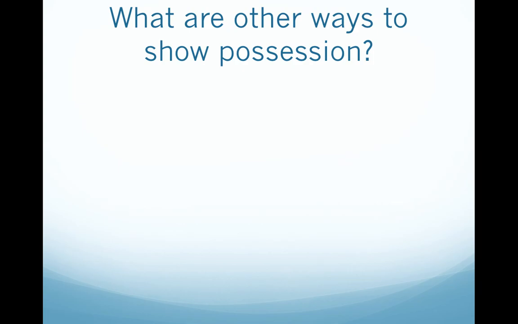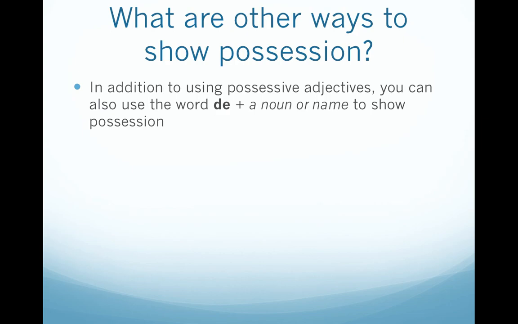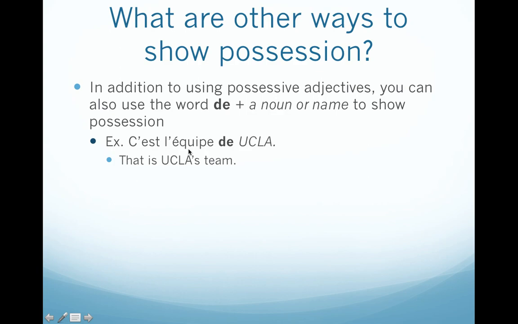Other ways to show possession. Possessive adjectives are the most common way, but there's one other way. You can also use the word de and then a noun or a name to show possession. So you could say, c'est l'équipe de UCLA. Équipe means team. So this would be like saying in English, that is UCLA's team. It's not saying son équipe, it's saying l'équipe de.